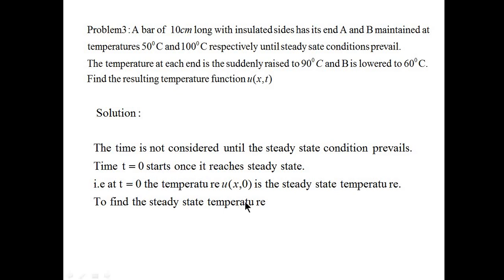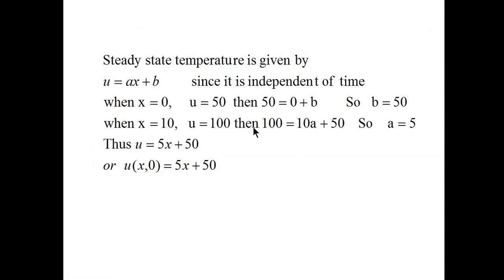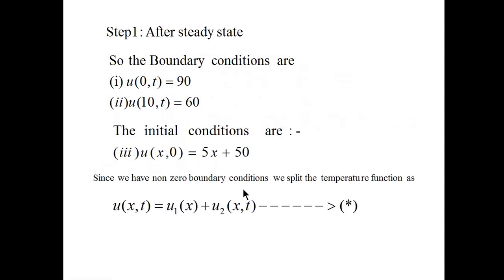So here also we are going to evaluate the steady state temperature u of x,0 by substituting the boundary conditions: u is equal to 50 at x equal to 0 and u equal to 100 at x equal to 10 centimeter. We have to repeat the same steps. Find u of x,0, and after steady state conditions the boundary conditions are 90 and 60. This is the only difference from the type 2 problem. In type 2 these two were zeros.